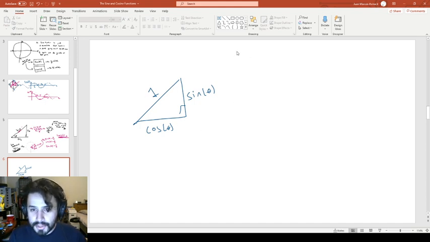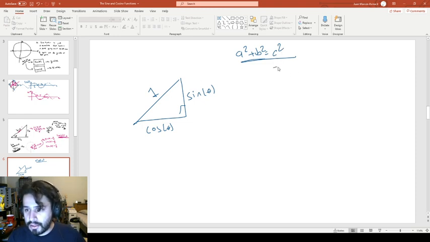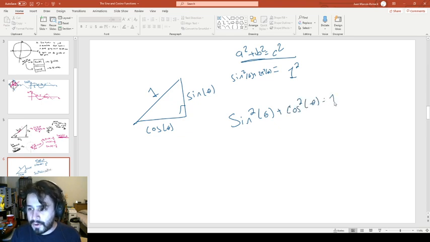The Pythagorean theorem says that a squared plus b squared is equal to c squared, right? Well, c squared in the Pythagorean theorem is the hypotenuse, so we'll just plug that in. So 1 squared instead of c squared. A squared and b squared are the two side lengths, so sine squared plus cosine squared is equal to 1 squared. And then 1 squared is just 1 times 1, and that's just equal to 1. So we're left with sine squared of theta plus cosine squared of theta is equal to 1.